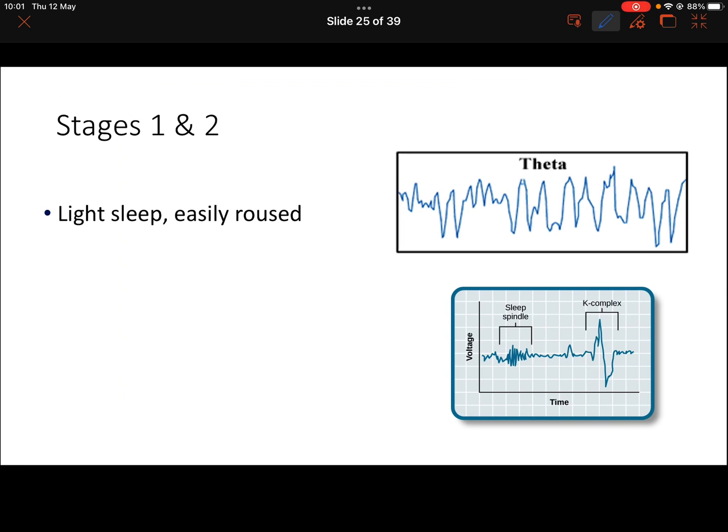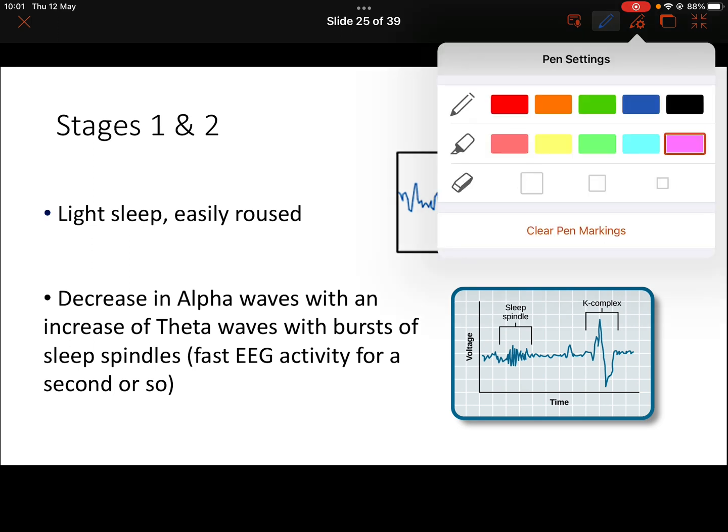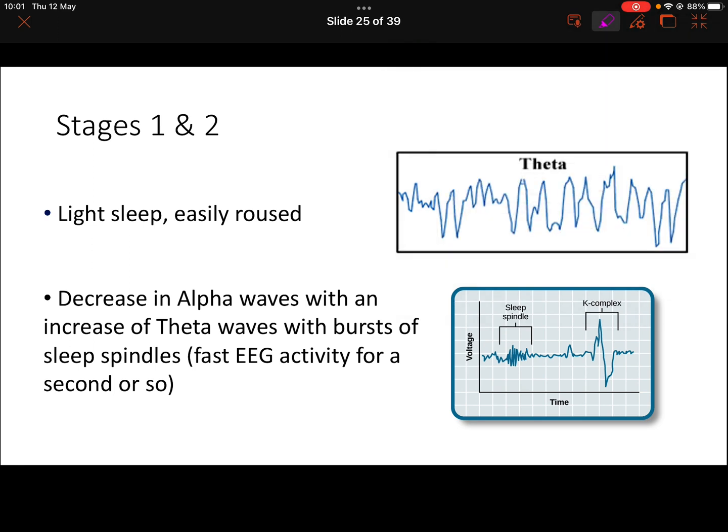So let's just go through those sleep stages. You don't need to know too much about it, no more than what's on here, but you might be interested and feel free to ask any questions in class. So stages 1 and 2, we call this light sleep. Somebody is easily awoken in these stages. What we see on the EEG is a decrease in alpha waves and an increase in theta-like waves. In stage 2 in particular, we also see these two phenomena: sleep spindles, which is sort of a burst of high frequency, low amplitude waves, and we see K complexes, a burst of high amplitude, low frequency waves. This tells us that somebody has now entered sleep.